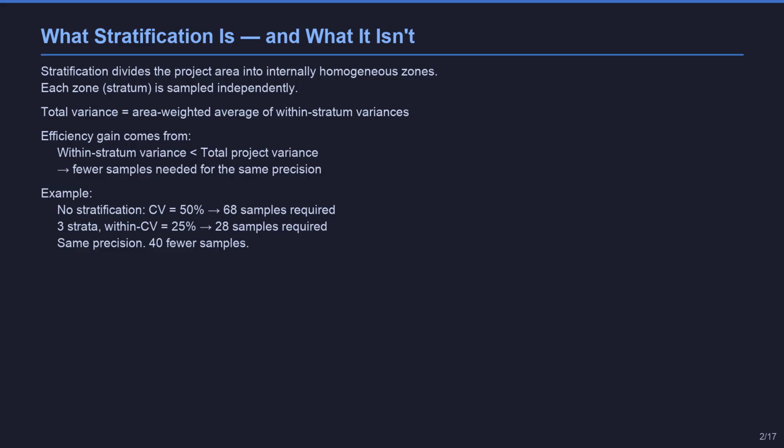That's the efficiency gain. In the example from this toolkit, no stratification, CV equals 50%. You need 68 samples. 3 strata, within-stratum CV averages 25%. You need 28 samples. Same precision. 40 fewer samples. The rule is, stratify along whatever explains the most SOC spatial variation.